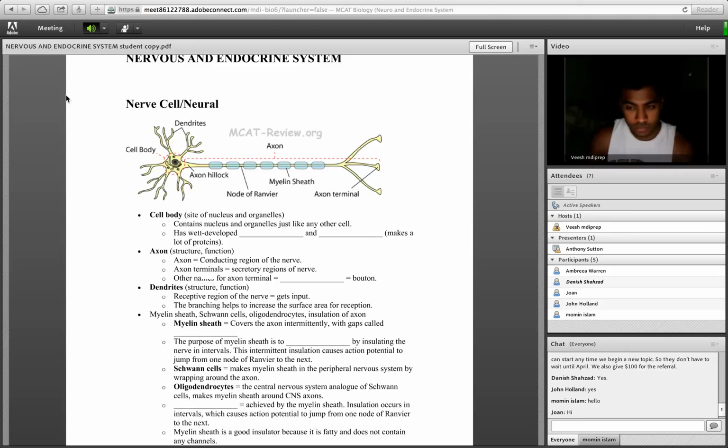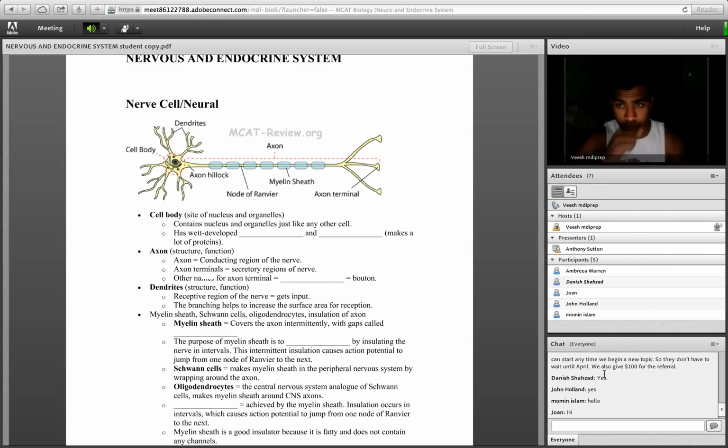So the axon terminals are specifically the secretory region of the nerves. That's where there's exocytosis, and it releases the neurotransmitters there. Other names for the axon terminal are the synaptic knob or the bouton.